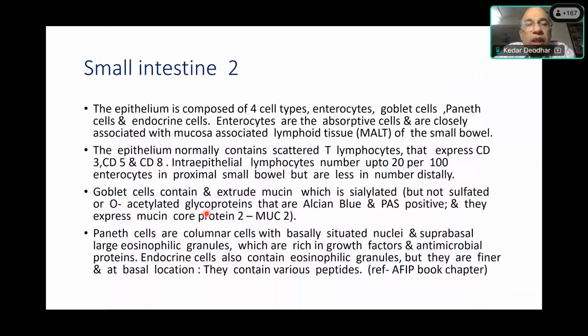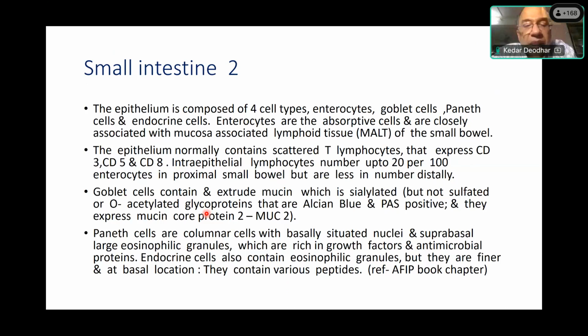Coming to small intestine normal epithelium, we have basically 4 types of cells: enterocytes, goblet cells, Paneth cells, and endocrine cells. The enterocytes are the absorptive cells. The epithelium normally contains scattered T lymphocytes. These are expressed by CD3, CD5, and CD8. This is where we look for intraepithelial lymphocytes. The number up to 20 per 100 enterocytes is considered normal. And in celiac disease or any other related diseases, we are looking for an increase in intraepithelial lymphocytes, which are T cells. Some of the rare varieties of T cell lymphomas are the ones which are seen in the small intestine, jejunal or the terminal ileum area.